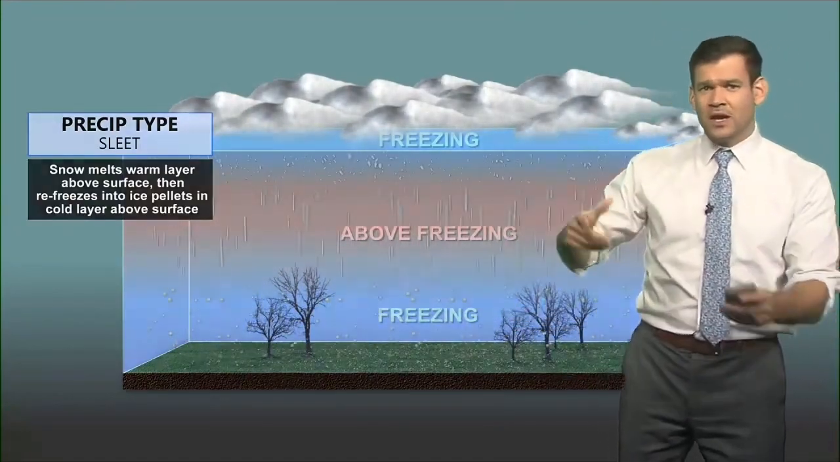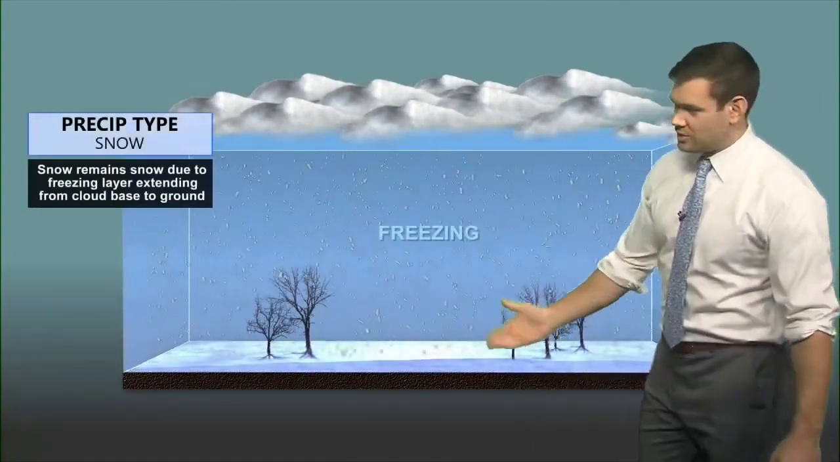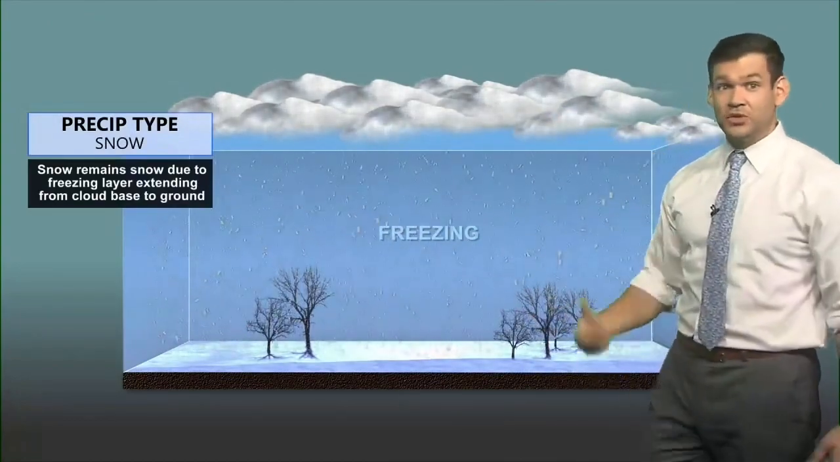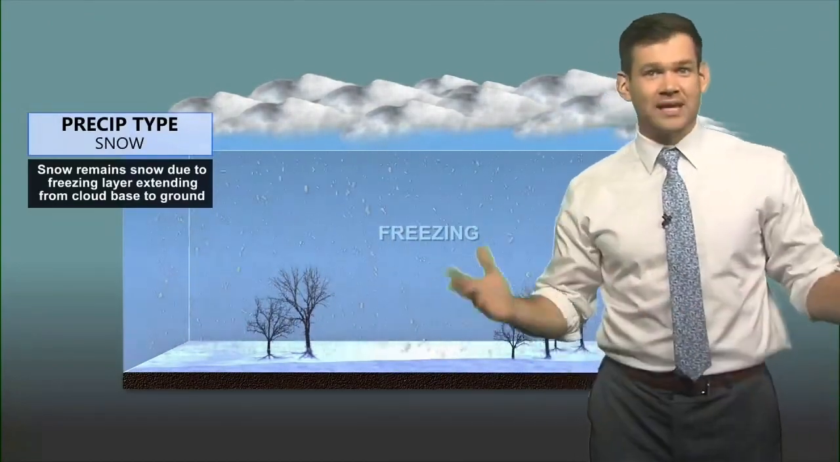Now, of course, everybody's favorite is snow, and that one's very self-explanatory too. Whether you're standing at the surface or if you're at the base of the cloud, it's freezing through the entire profile. So then you just get the snow, and everybody's happy and beautiful.